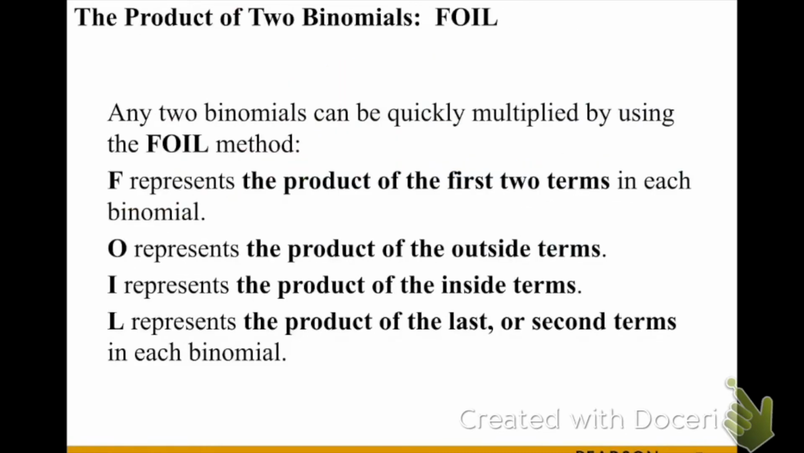Now, in the case where we're just trying to find the product of two binomials, we can use the FOIL method. This is a quick and easy way for us to multiply them. The FOIL here stands for the product of the first two terms. The O is for the product of the outside terms. The I is the product of the inside terms. And the L is for the product of the last.